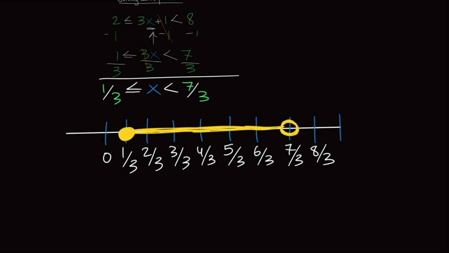2 is less than or equal to 3x plus 1, which is less than 8. And we could also rewrite this range in interval notation like this, with our bracket on the left and our parentheses on the right.